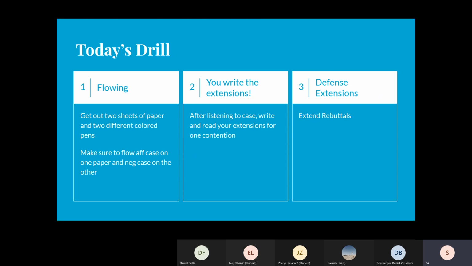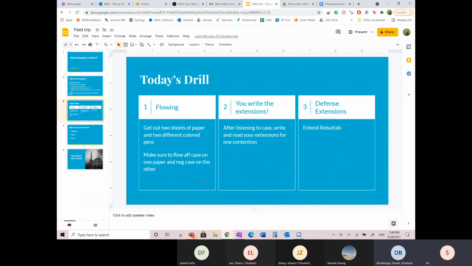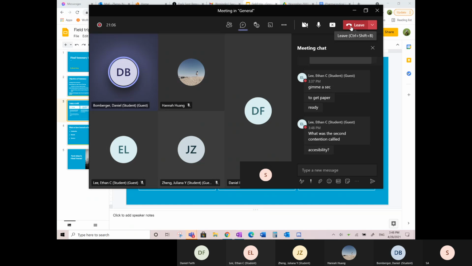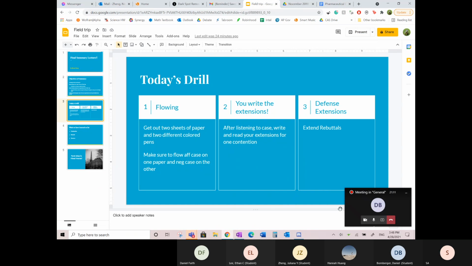Does anyone not know how to write an extension? Because if you don't, I can just give an example with the neg case. Okay. Wait, Ethan, are you asking about the second contention on the neg or the AF? Yeah, the second contention on AF was accessibility. Okay, so I'll give everyone 3 minutes to write an extension for one of the contentions on AF. So starting now.